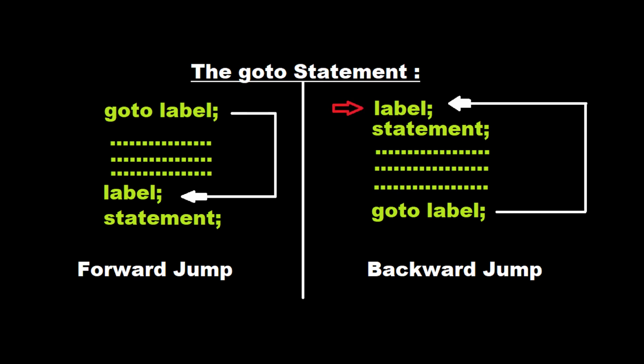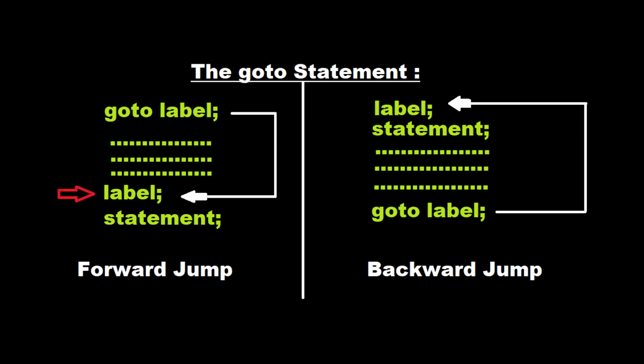Here the label can be anywhere in the program, either before or after the goto label. Note that a goto breaks the normal sequential execution of the program. In normal sequential execution, it will be executed step by step. But when you use the goto statement, it breaks the normal sequence.